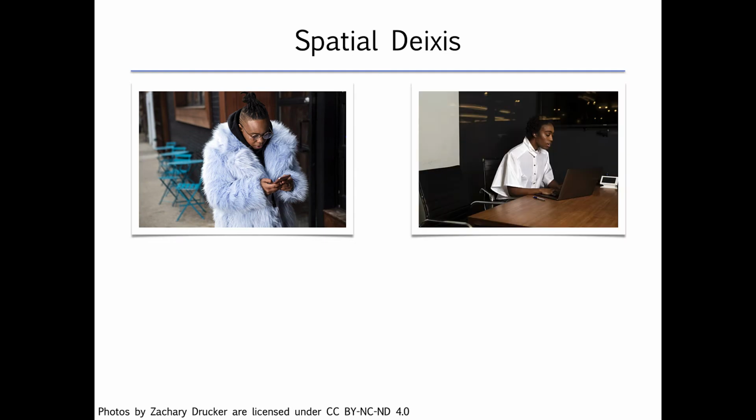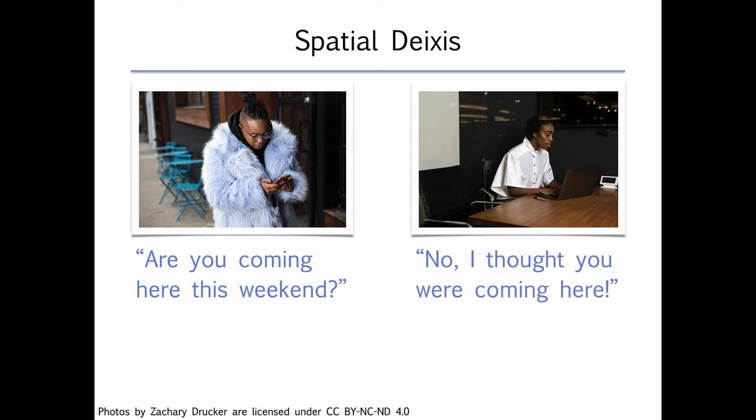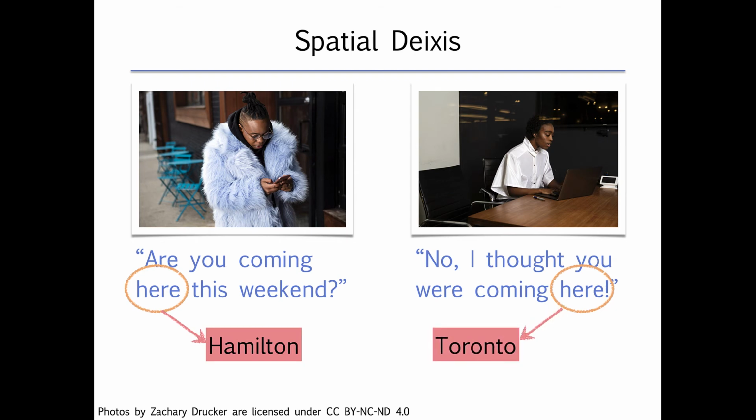Imagine this conversation between Sam and Ty, who live in different cities. Sam lives in Hamilton, and Ty lives in Toronto. They've been talking about getting together on the weekend. Sam says, "Are you coming here this weekend?" And Ty replies, "No, I thought you were coming here." Both of them utter the word here, but each one is referring to a different place. For Sam, the word here refers to Hamilton, but for Ty, here means Toronto. The referent for the word depends on the location of the person who says it.